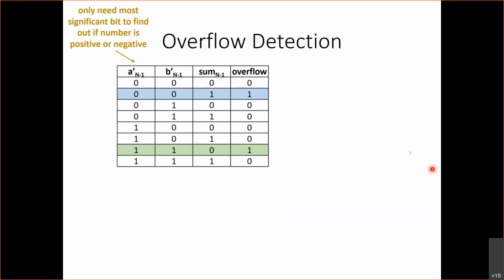So someone's asking if we can have overflow without affecting the result. Obviously, if you have overflow, that means you've affected the result, right? Because if I add two positive numbers and I have overflow, I'm going to get a negative number. So the result is obviously incorrect because you have overflow. How do we detect overflow? That's exactly what we're talking about right now.